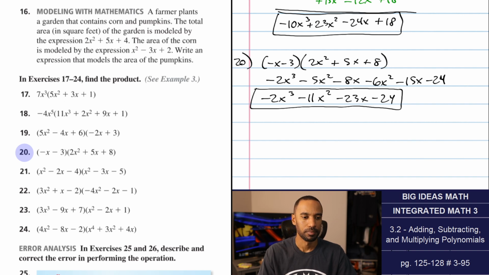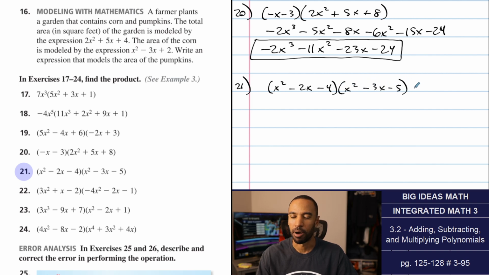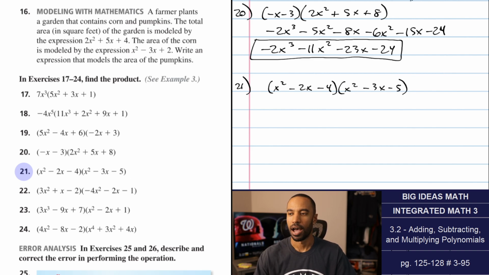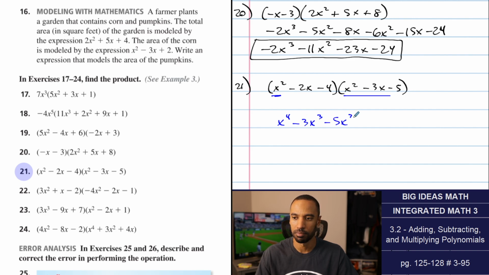Number 21 is now a trinomial times a trinomial. There are different methods, or strategies, you can use on these, and I'll show you one of them on another problem. It's the box method, basically. But x squared needs to multiply by these 3. I'll just write it like that because the arrows can get a little confusing looking. I got x to the 4th minus 3x cubed minus 5x squared.